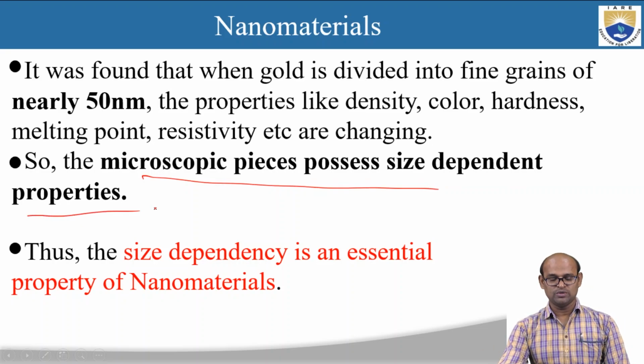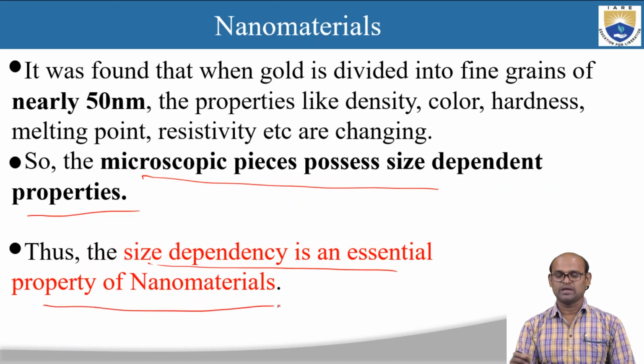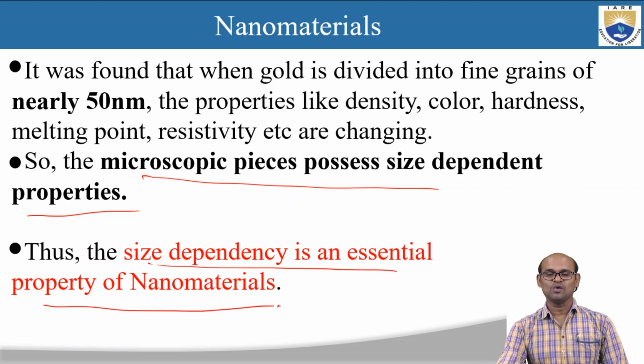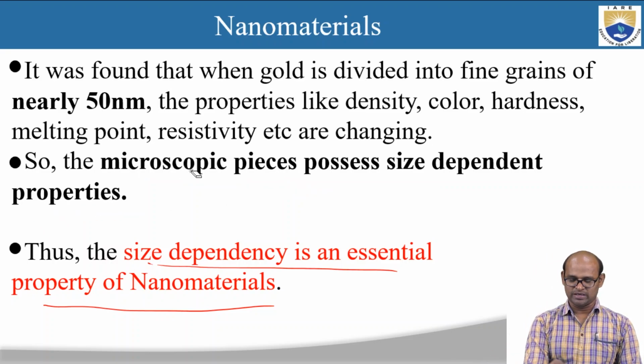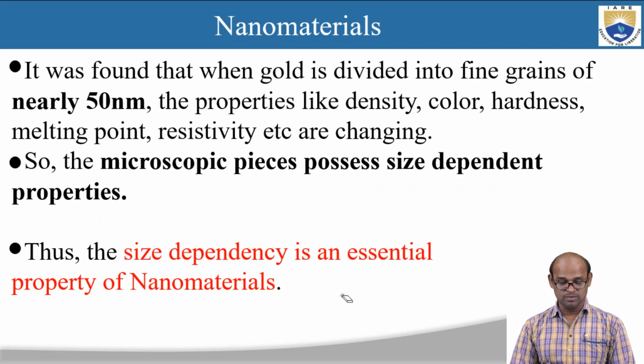As we went down into nanometer scale, we find that there is a change in the properties of the material. So the size dependency is an essential property of a material. When a material is changing its properties, then we can call that material a nanomaterial. That is why we are defining size dependency as an essential property of nanomaterials.